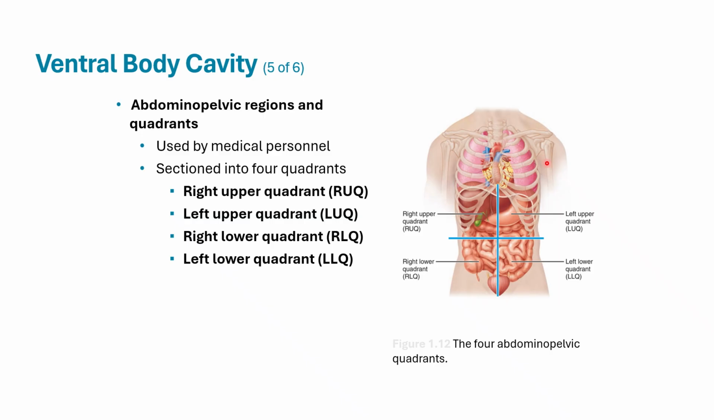Okay, so basically they take your torso, they put a vertical line down the middle, a horizontal line usually at the belly button, and then now we have the patient's left upper quadrant, the patient's right upper quadrant, the patient's right lower quadrant, and the patient's left lower quadrant. Remember, we're always going by what the patient's right or left is.